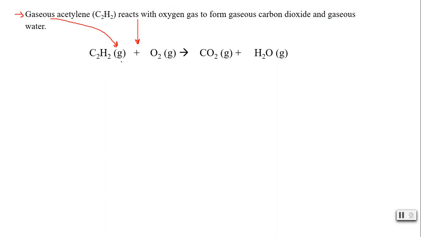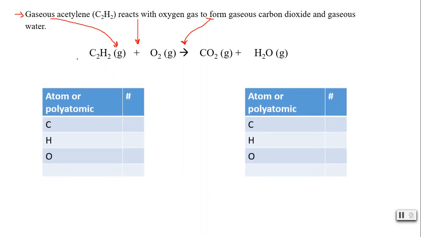So gaseous acetylene reacts with oxygen gas to form, and that "to form" means there's my yield sign, these 2 products, gaseous carbon dioxide and water. So that's what we get from the words writing this chemical equation. But hopefully you can see right away that it is not balanced. Number and type of atom on the left does not equal number and type of atom on the right. So we need to go ahead and start balancing.